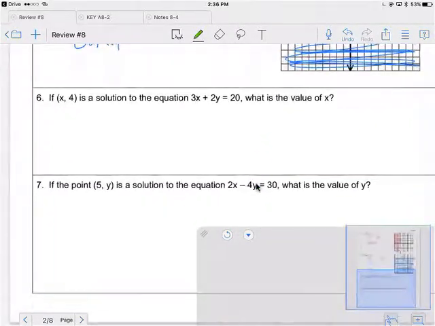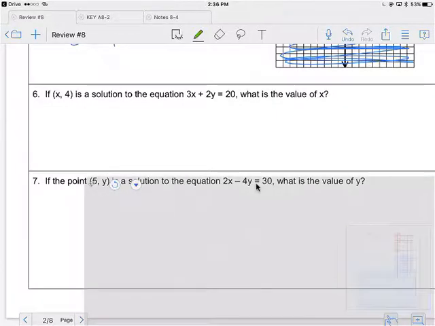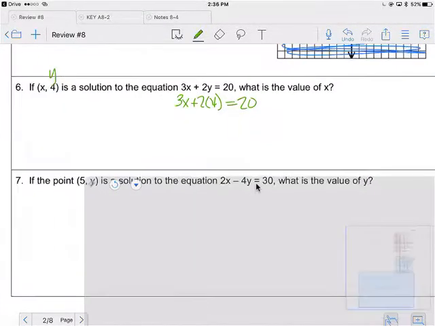Problem 6, they give us: if x, 4 is a solution, then what is the value of x? So what they are giving me here is a value for y. And so I'm going to plug 4 in for y, substituting in, and I'm going to solve for x.